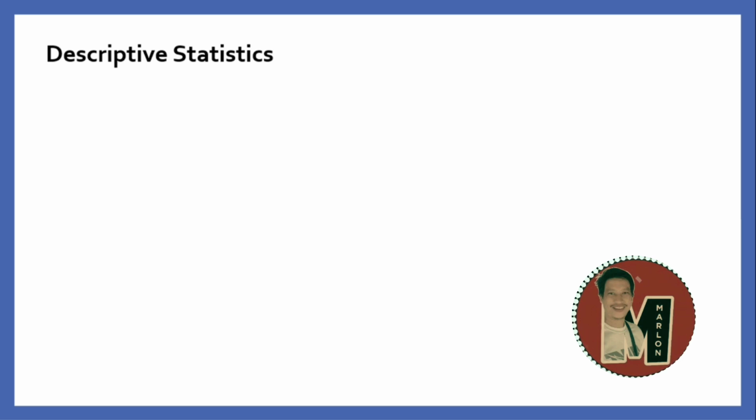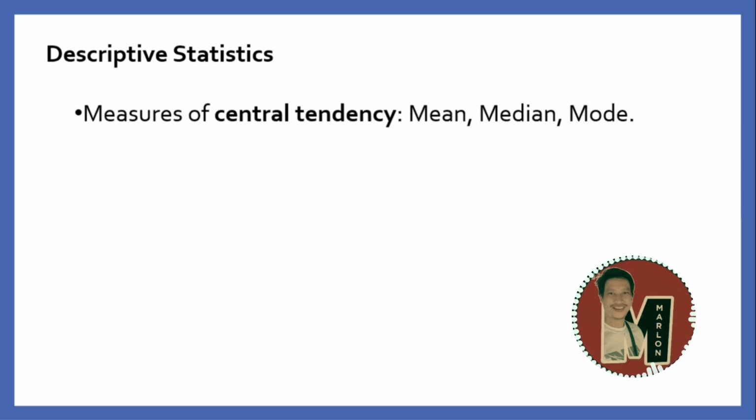Descriptive statistics. Measures of central tendency: mean, median, mode. These measures describe the center or typical value of a dataset. For the sample mean, the average of the scores 80, 90, and 100 is 80 plus 90 plus 100 divided by 3, which is equal to 90.